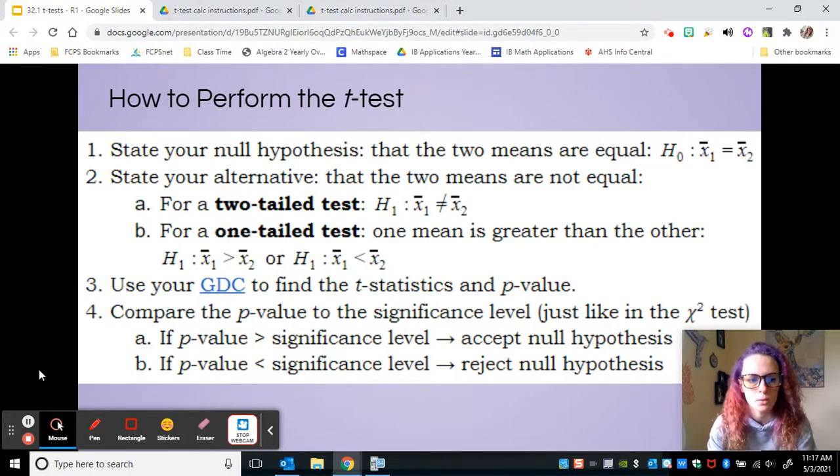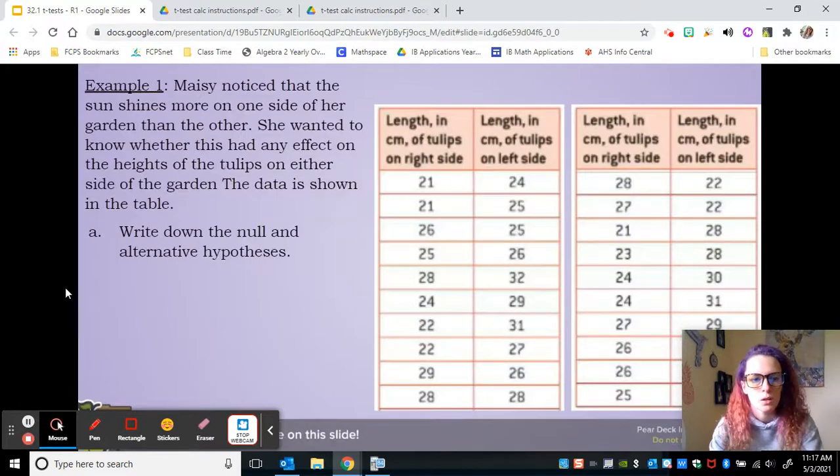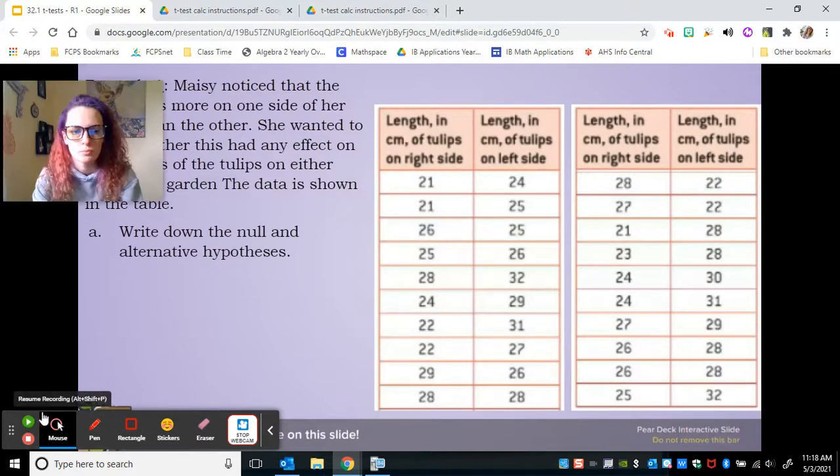So let's get into an example here. In example 1, Maisie noticed that the sun shines more on one side of her garden than the other. She wanted to know whether this had any effect on the heights of the tulips on either side of the garden, and the data is shown in this table. So we had one long table, so we split it up into two parts. In column number 1, on both pieces, is the length of the tulips on the right side, and then in column number 2, on both pieces, is the length of the tulips on the left side.